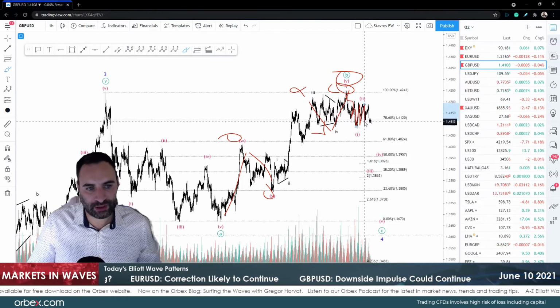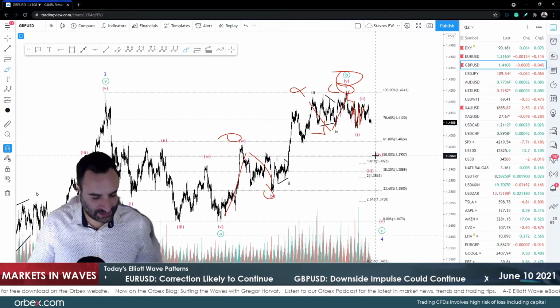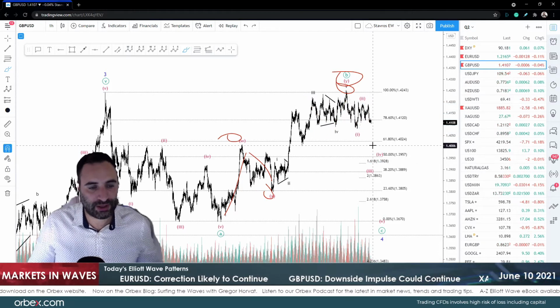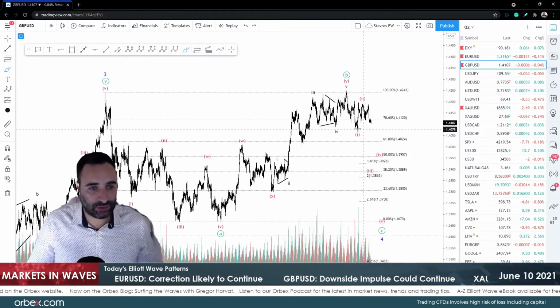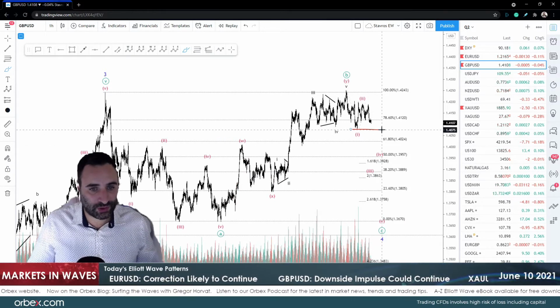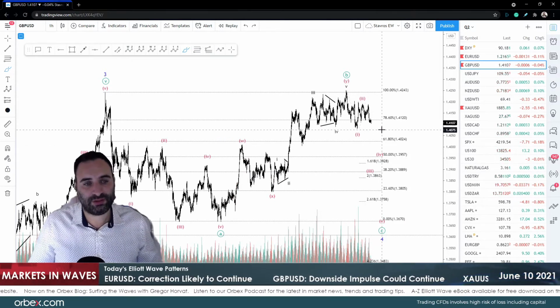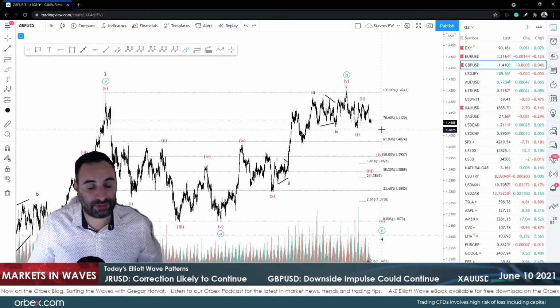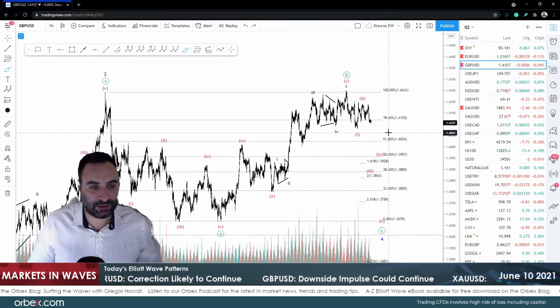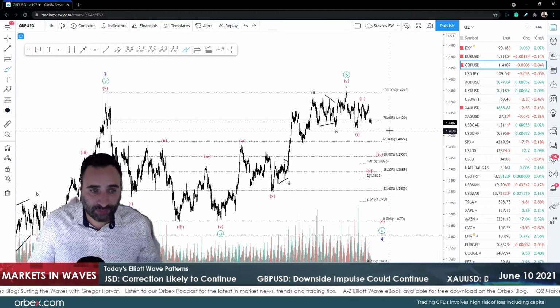1, 2, 3, 4, 5. I'm expecting the impulse to continue to the downside, but obviously we need to break below the previous low, at least 140.75, in order for that to increase the probabilities of this scenario taking place. Now, what else could happen?